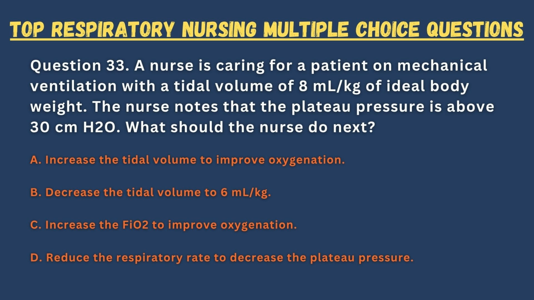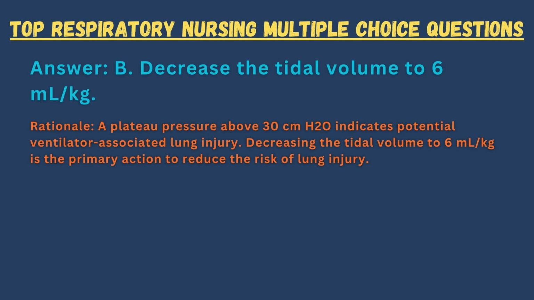A. Increase the tidal volume to improve oxygenation. B. Decrease the tidal volume to 6 milliliters per kg. C. Increase the FiO2 to improve oxygenation. D. Reduce the respiratory rate to decrease the plateau pressure. Answer: B. Decrease the tidal volume to 6 milliliters per kg.